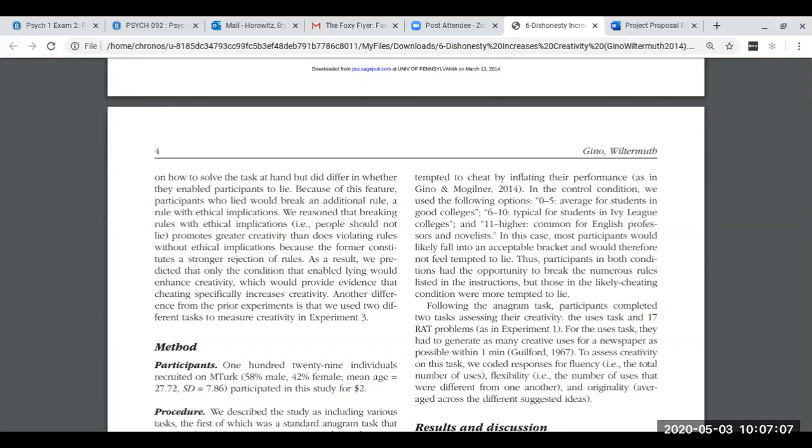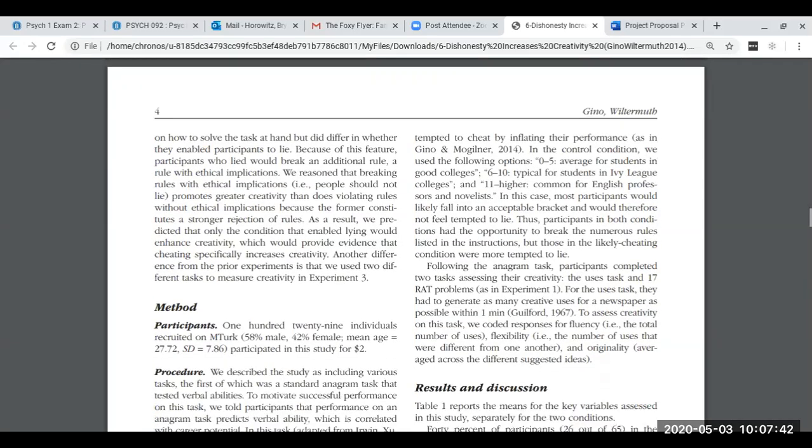As a result, we predicted that only the condition that enabled lying would enhance their creativity, which would provide evidence that cheating specifically increases creativity. Another difference from the prior experiments is that we used 2 different tasks to measure creativity in experiment 3. So here in the third experiment, we may be getting closer to that coveted 2x2 design method.